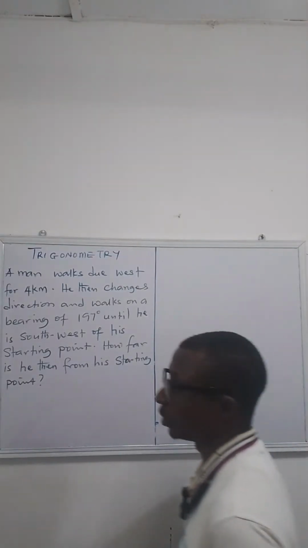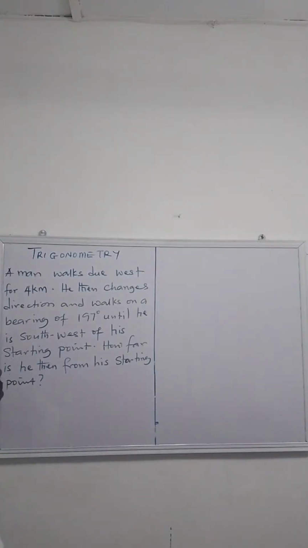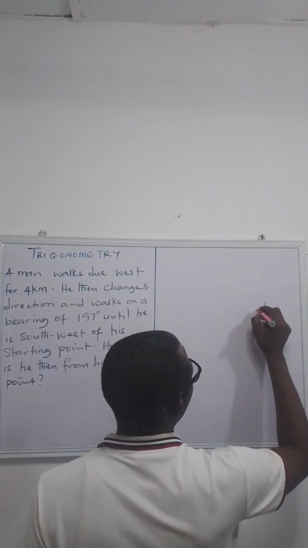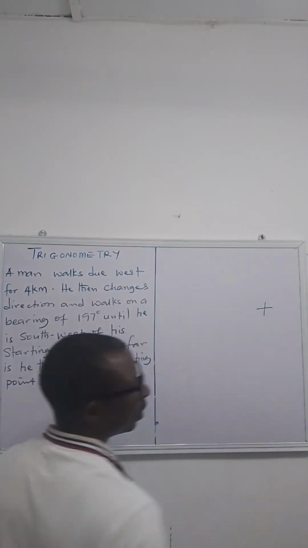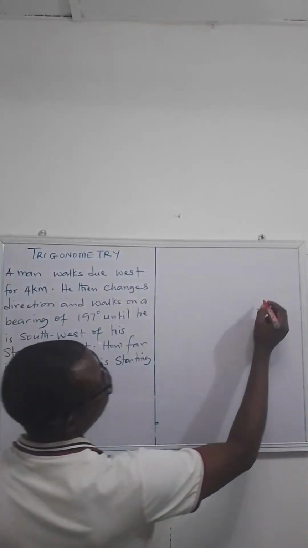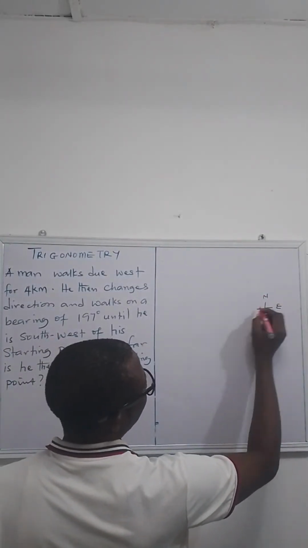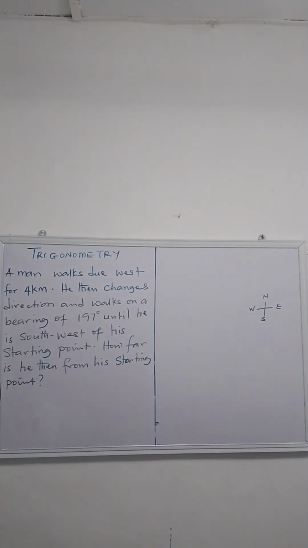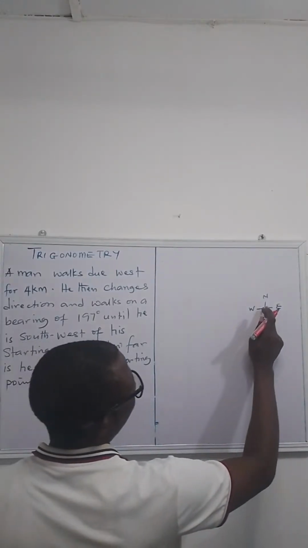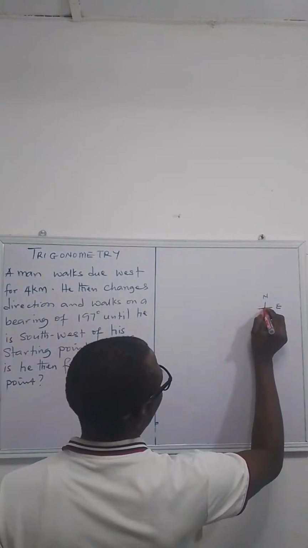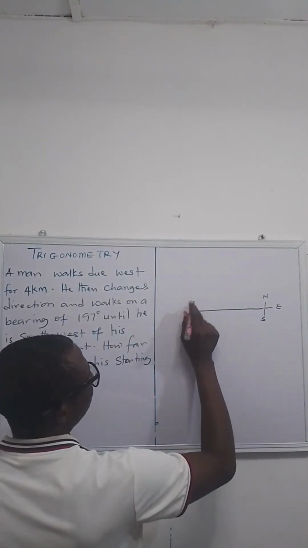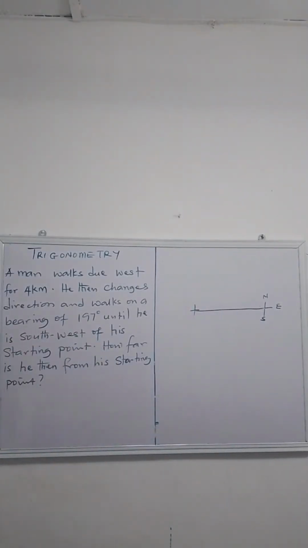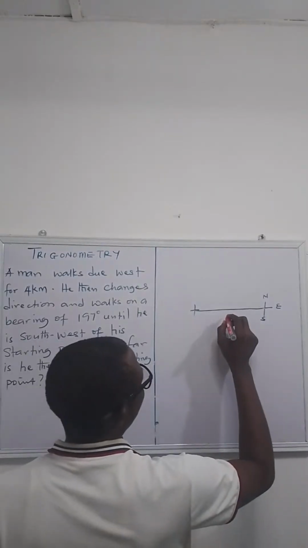So now let's look at the question. A man walks due west. If a man is standing here, he walks due west. This is your north, this is your east, your west, and south. So if the man walks due west, that means he's going to be moving on this line here. For how many kilometers? That is 4 kilometers.